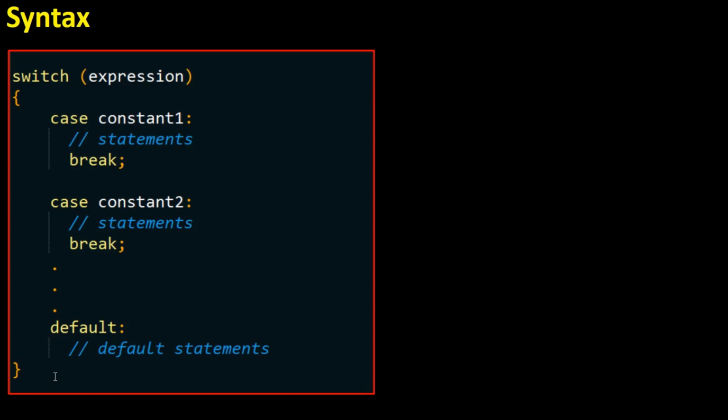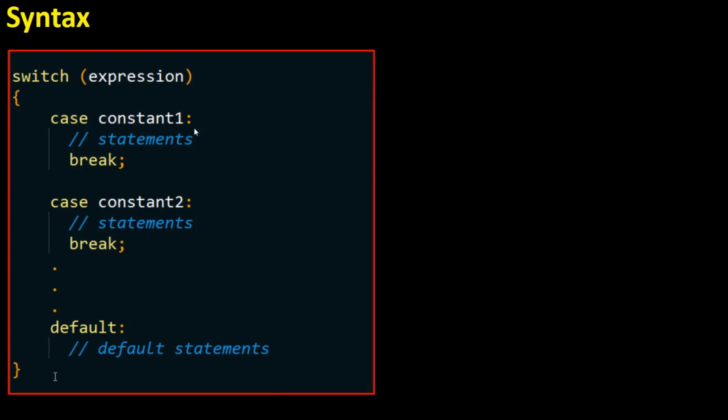Now, the syntax of the switch statement: we have the keyword switch, we have an expression between parentheses, and we have different cases. We have case constant 1, and here we have the statement to execute. After, we have the break to tell the finish of the case. We have here the second case, etc., until the default case.